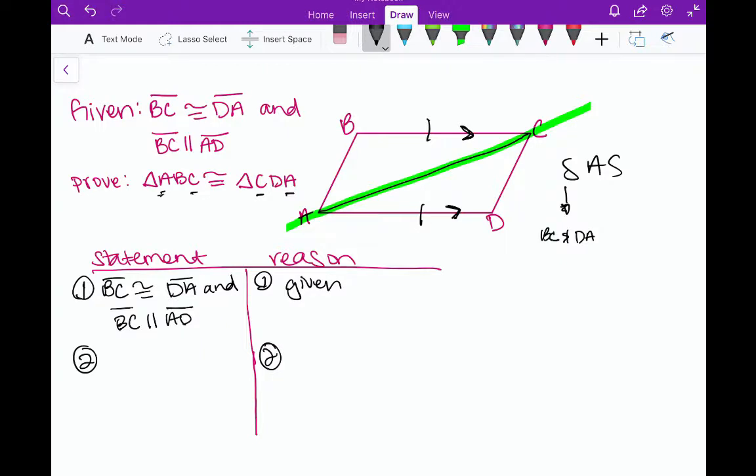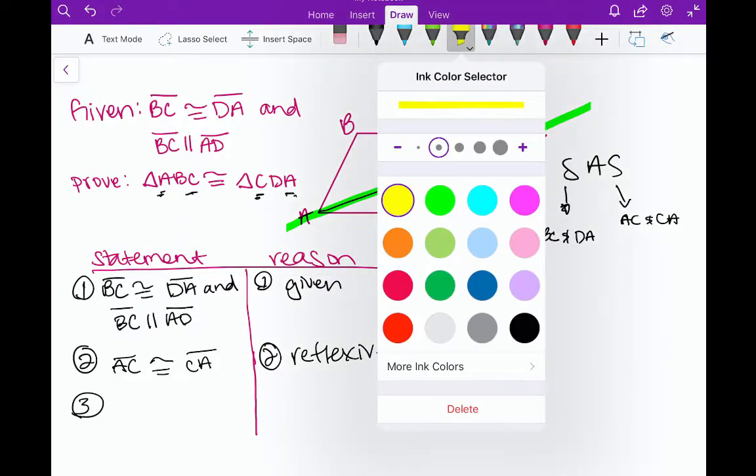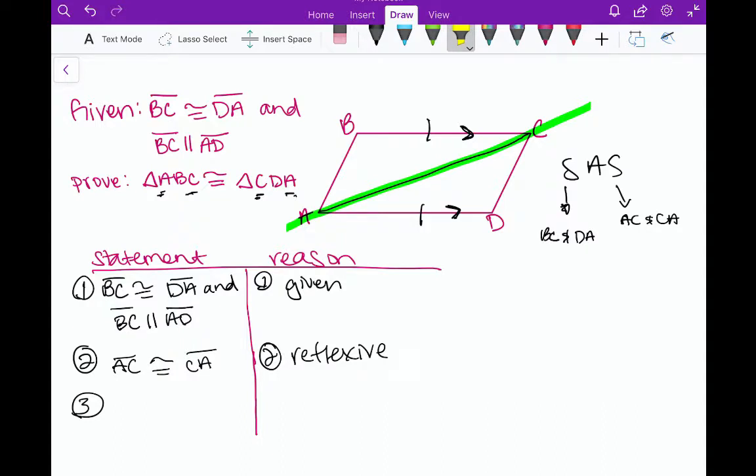So I'm going to write it like this. I'm going to say AC for the first triangle. AC is congruent to CA, and that is the reflexive property. So that is my other side now, AC and CA. So now I need the included angle. So let me highlight in a different color the sides that I have. So I have BC and AD, and then I have this. Okay, so my included angle is here and here.